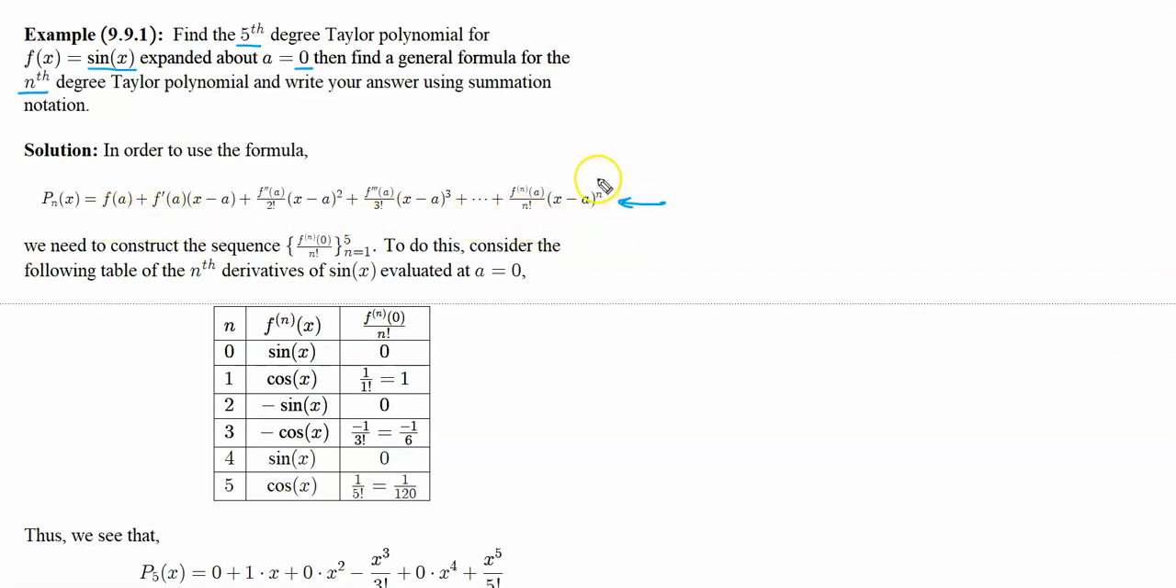Now, in this formula, all of these a's are 0. Just keep that in mind. All of these a's are actually 0 for this particular problem. And now what we have to do is look at the coefficients, f of a, f prime of a, f double prime of a over 2 factorial, and so on. We want to write out these coefficients and try to identify a pattern, for various values of n.